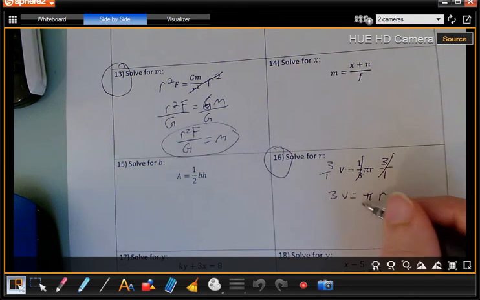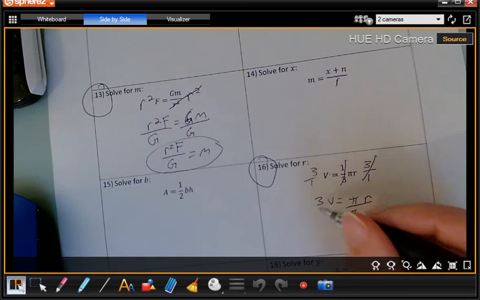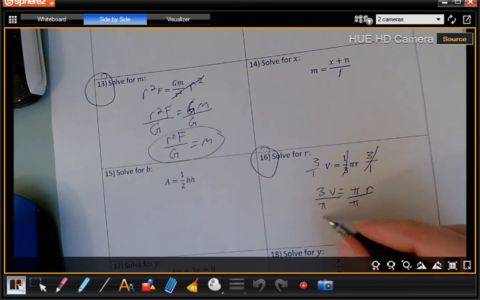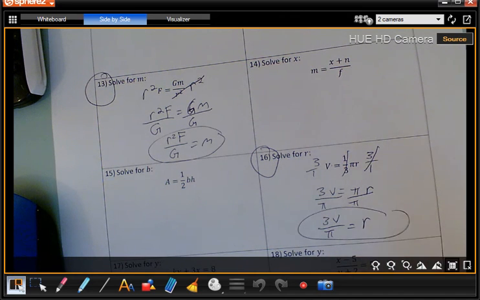Then again, I'm going to divide both sides by pi. And I'm going to be left with 3v over pi equals r. That's as far as we can go. That's it for that one. So those are just some examples of literal equations where you're just trying to solve for a letter and you're going to end up with another equation. So don't worry about not getting a number answer.